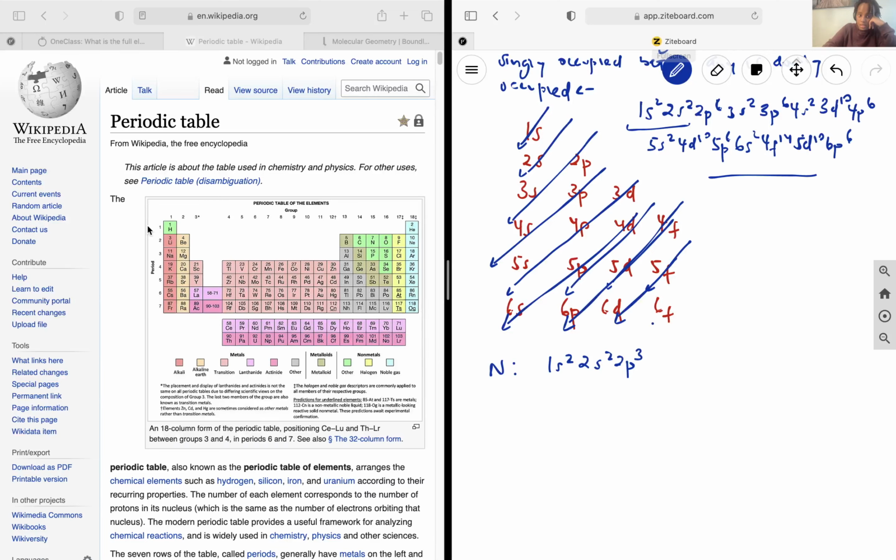So if you count it down on the periodic table, 1s2, 2s2, and then 2p1, 2, 3. So 2p3 to get to nitrogen. If you wrote in the 6, it would be neon. And so that is going to be the electron configuration for ground state nitrogen.